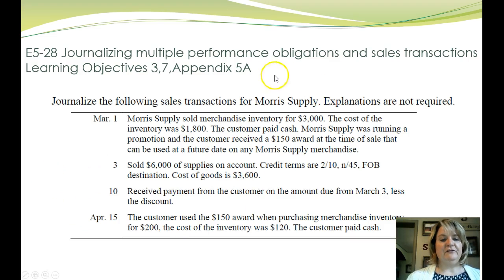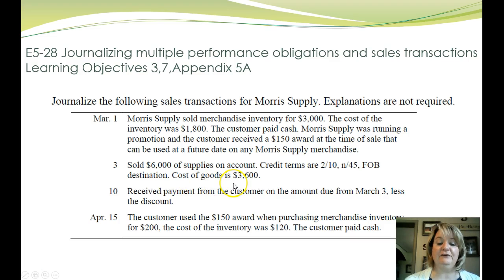So they ask you to journalize the following sales transaction for Morris Supply, and it says explanations are not required. On March 1st, Morris Supply sold merchandise inventory for $3,000. The cost of the inventory was $1,800. The customer paid cash. Morris Supply was running a promotion, and the customer received a $150 award at the time of sale that can be used at a future date on any Morris Supply merchandise. On March 3rd, they sold $6,000 of supplies on account. Credit terms are 2/10, net 45, FOB Destination.